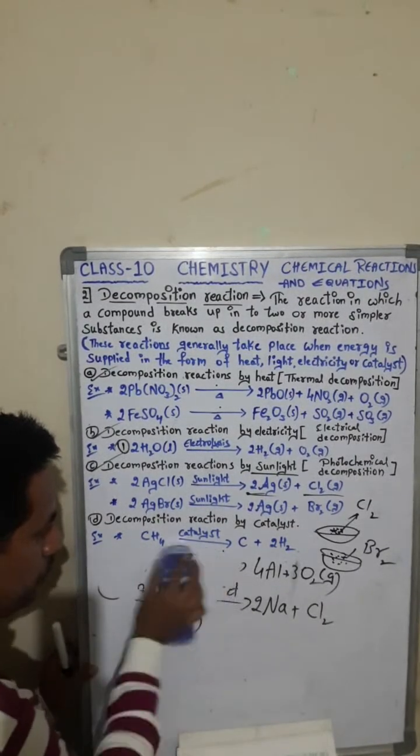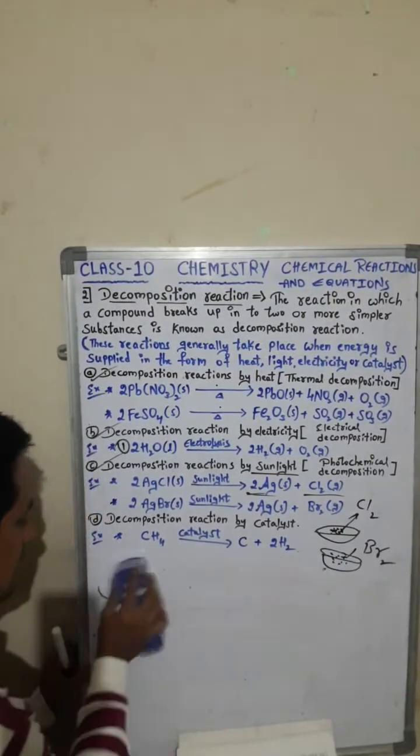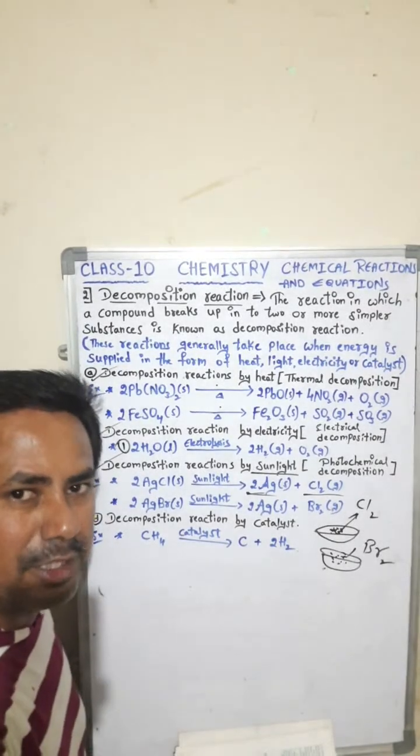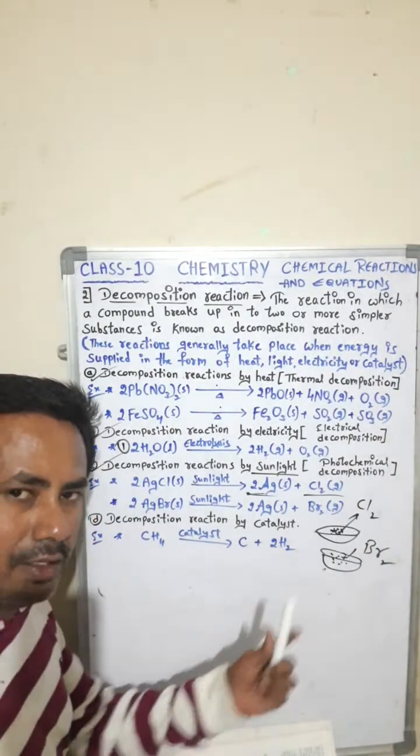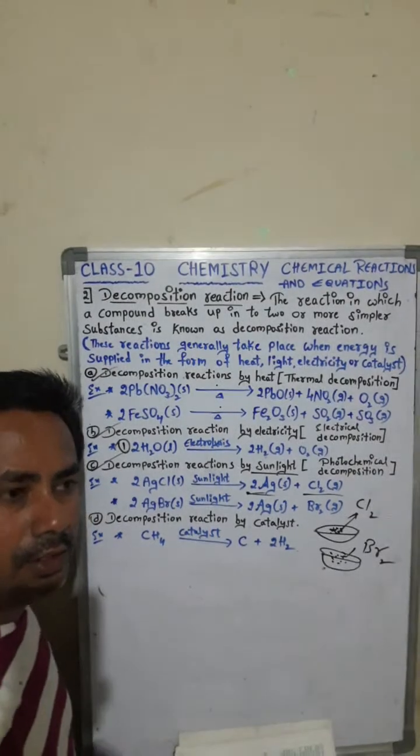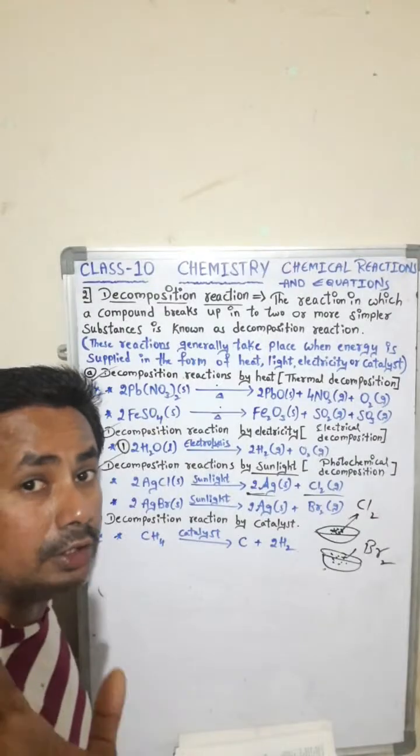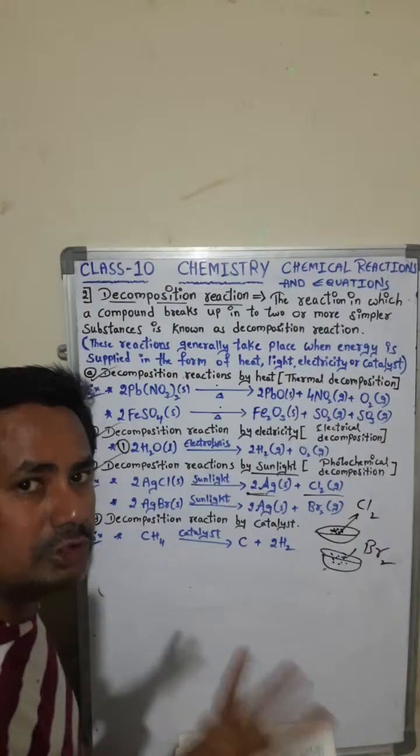So next we are moving towards decomposition by catalyst. So what do you mean by catalyst? Catalysts are nothing but substances that are present in the reaction but do not get consumed. They are present in the chemical reaction, but they do not take part chemically, they just speed up the reaction, they boost the reaction.